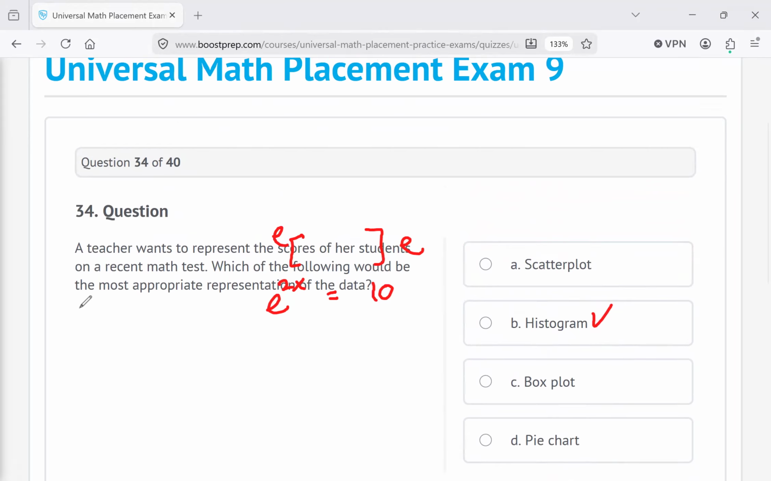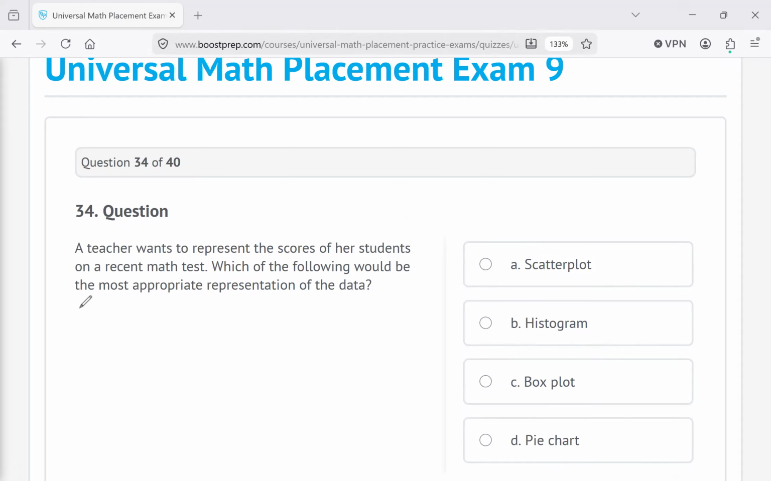A teacher wants to represent the scores of her students on a recent math test. Which of the following would be the most appropriate representation of the data? I think it would be, see the box plot? I know it's not a scatter plot or a pie chart. I think it's a box plot or histogram.